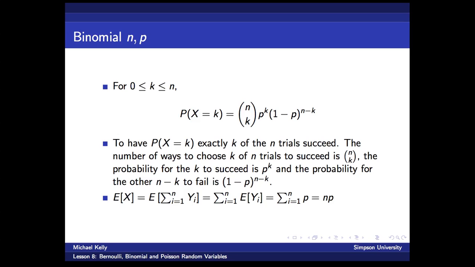And to find the expected value of x, the easiest way is to use that formula that it's the sum from 1 to n of the y_i's, where each y is just a Bernoulli. And so because we can bring the expected value inside of sums, this is just the sum from 1 to n of the expected value of the y_i's, and the Bernoulli random variable has expected value p. So plugging that in, we get p plus p plus p, n times, and therefore the expected value of a binomial is just n times p.